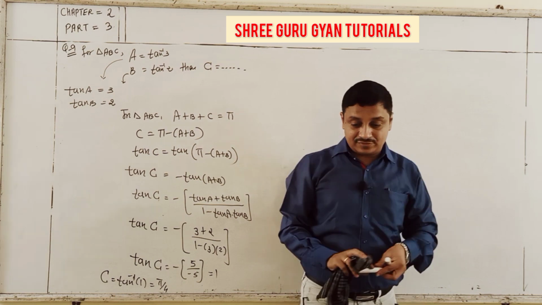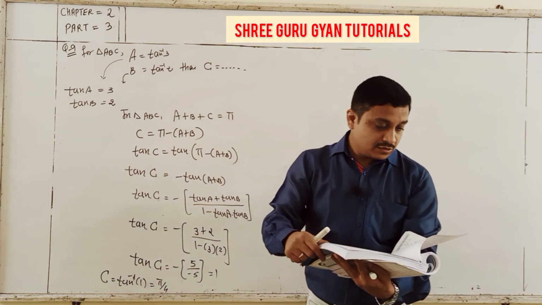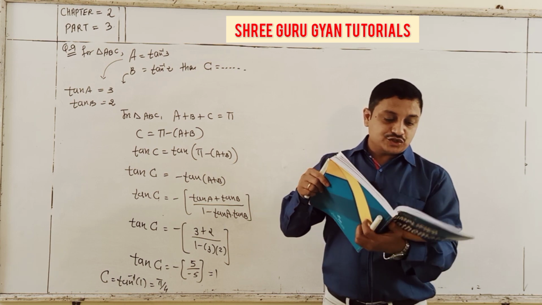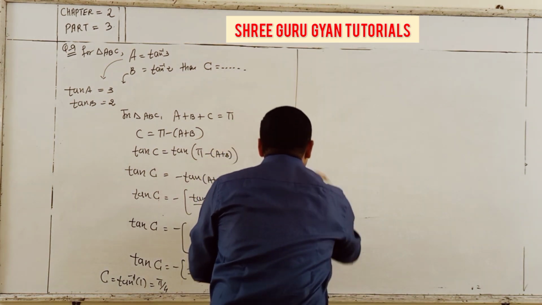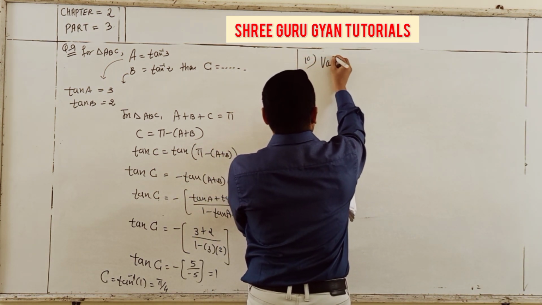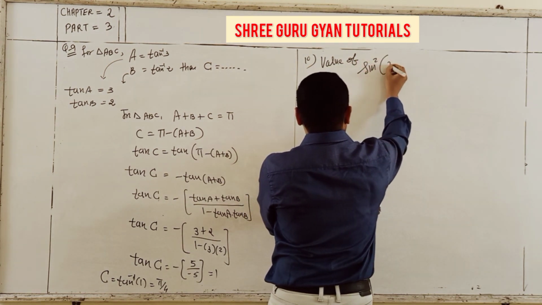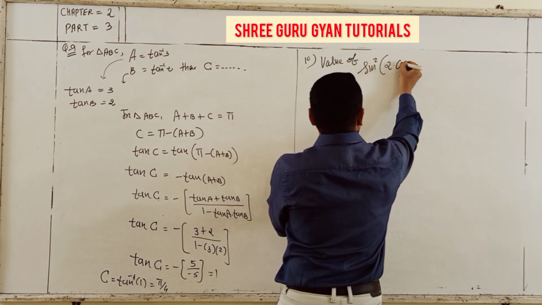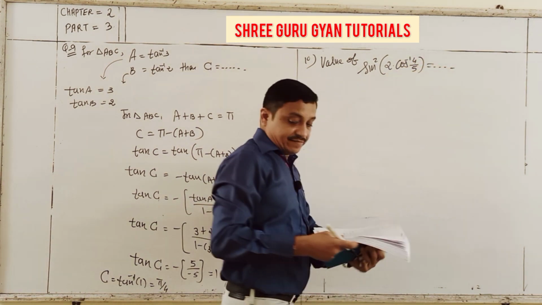Very easy and very simple. Next, continue, students. Question number, our 10th one. 10th also IMP for exam. Value of sine square 2 times cos inverse 4 by 5.